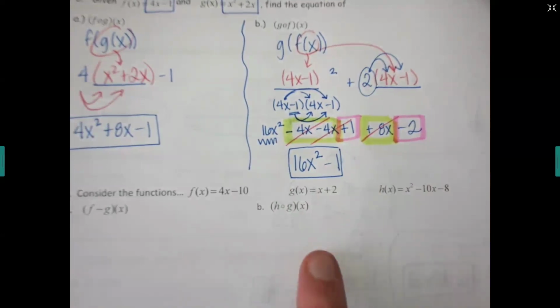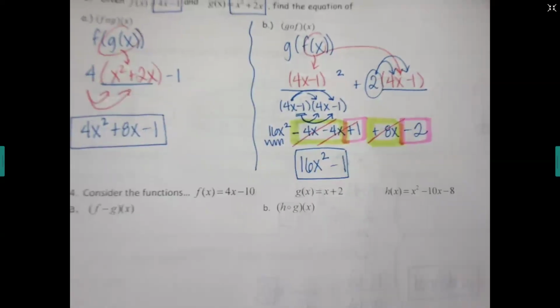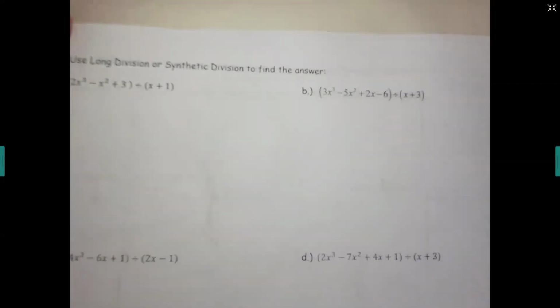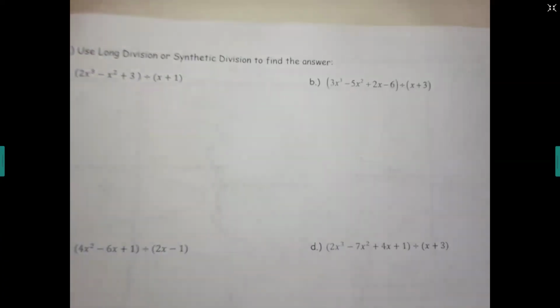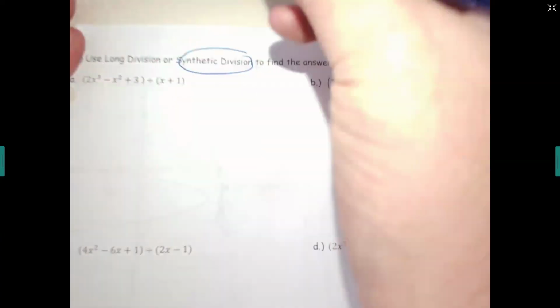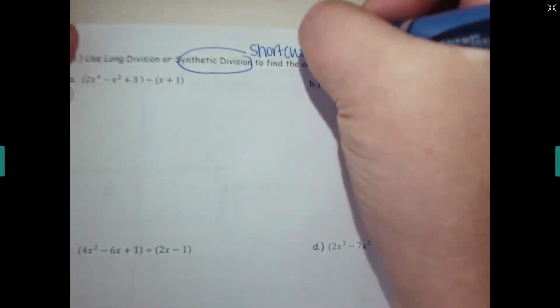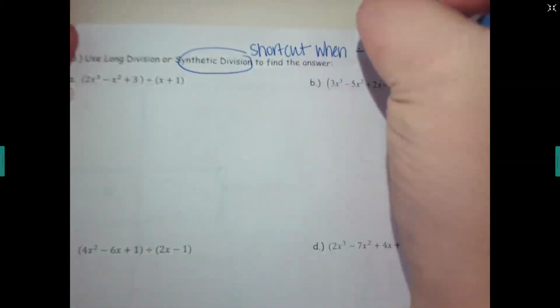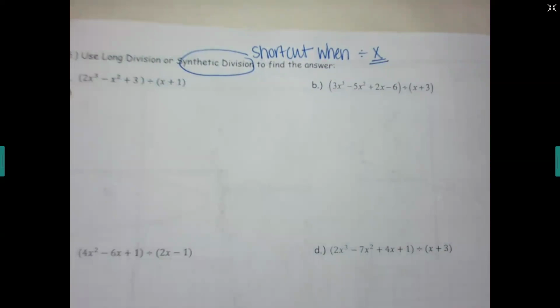So this is what we did the first day of notes. Long division is what we did the second day of notes. So will you take a look at the next page? Does anyone remember how you know if you can do the shortcut? Very good. So you can shortcut when you're dividing by a regular x. It can't have a number in front of it.